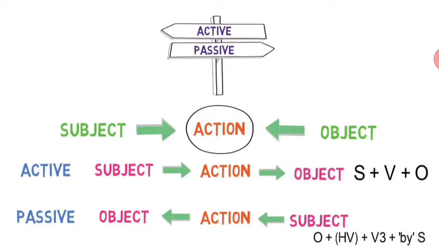Second is passive voice, in which an action is performed on the object by the subject, and the structure is object, action and subject. Object plus helping verb plus third form of the verb plus by plus subject. So remember it properly.